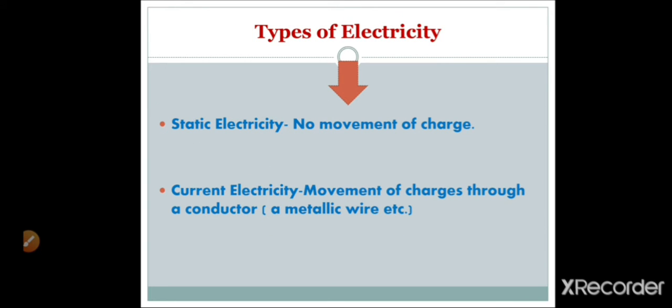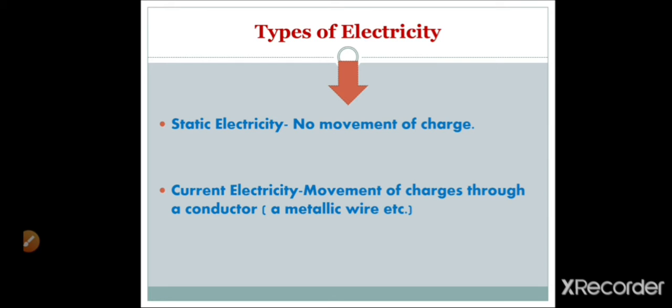Now if we talk about the types of electricity, then electricity is of two types: static electricity and current electricity. When we talk about static electricity, we have seen instances where, when we comb our dry hair with a comb, our hair falls apart, or moves away from the comb, that is, they develop charge.